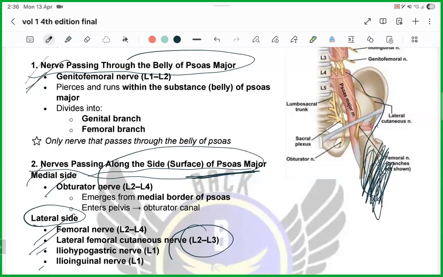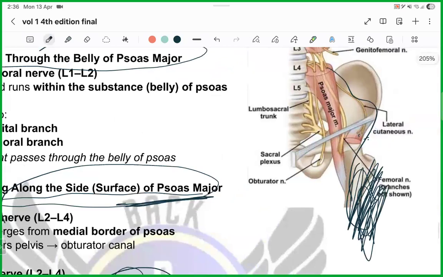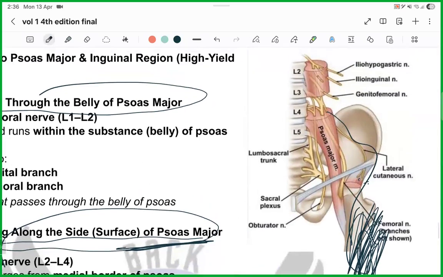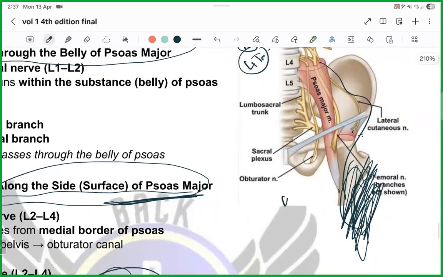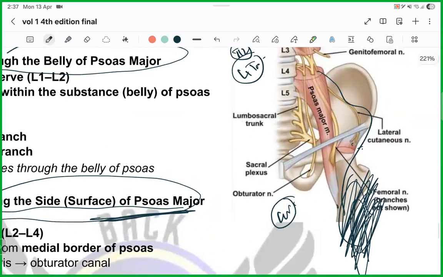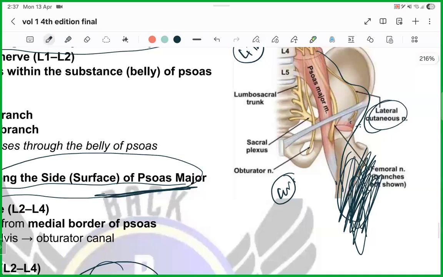So we need to know the origin and insertion of psoas major. Only this one. Remember, psoas major originates from the T12 body and L1 transverse process, and it is inserted into the lesser trochanter. Along the side, we have the lateral femoral cutaneous nerve that supplies the outer aspect of your thigh. This nerve passes along the lateral border of psoas major, then goes under the inguinal ligament.